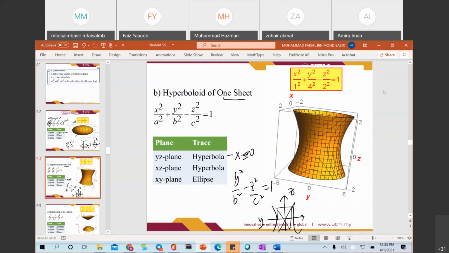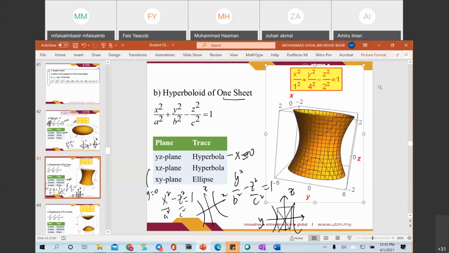Okay. And then for xz, y is 0. So y is 0 means x squared minus z squared equals 1. Say that a equals 1, c equals 1. So you have zx, and you have it like this, right? Same. And then you have xy. XY means z is 0. So you have a circle or ellipse.